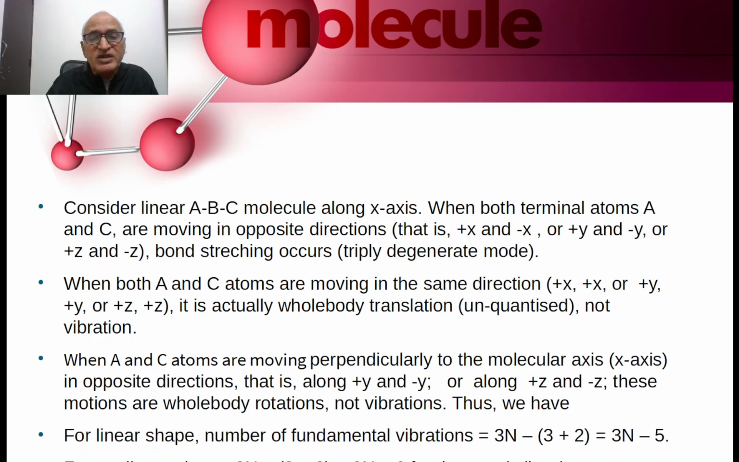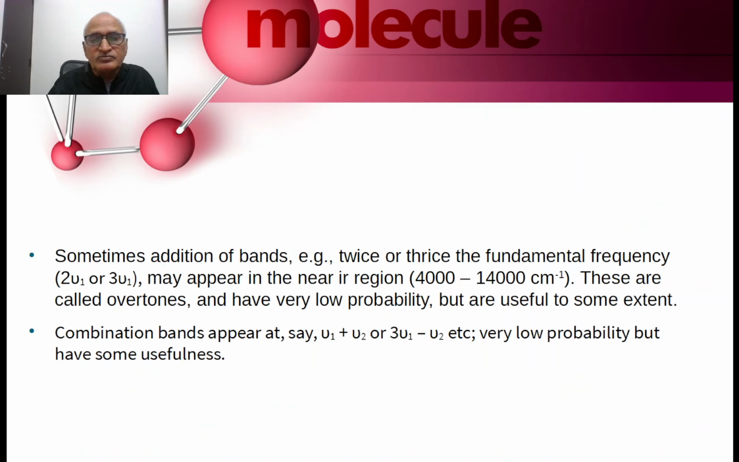So we have to subtract 5 from 3n. Thus, for a linear n atomic molecule, how many fundamental vibrations are possible? 3n minus 5. Similarly, if the molecule is non-linear, then there will be 3 translations and 3 rotations. So the net number becomes 3n minus 6 fundamental vibrations. Some of these vibrations may be degenerate.